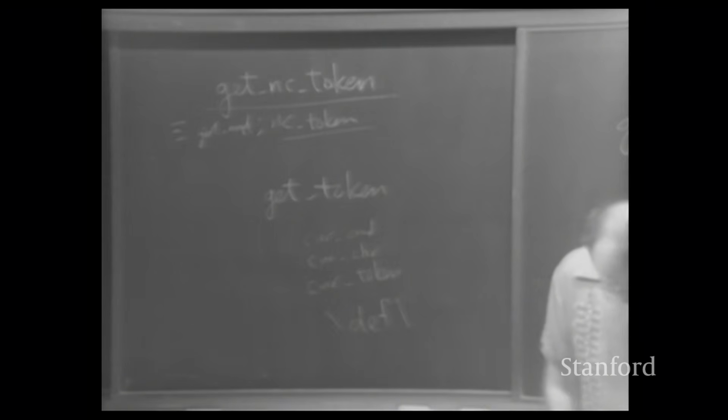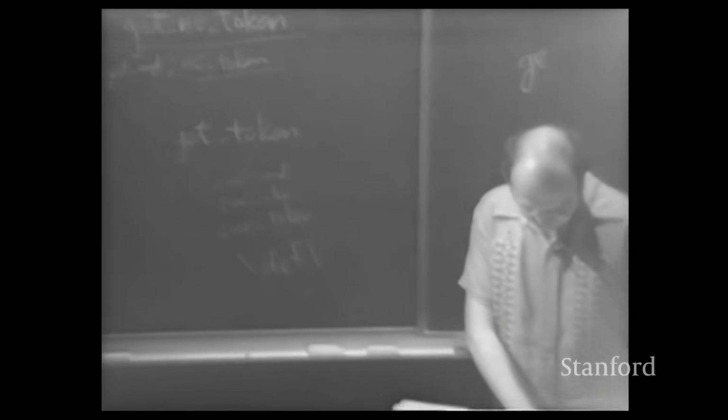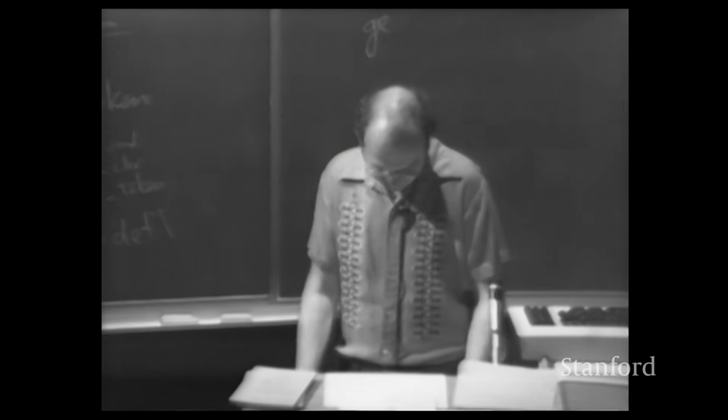So those routines, get token, get NC token, they're rather simple routines. Module 339 is get token. Just to reinforce it, let's show you what get token is. This is module 339, and it says sets cur command, cur char, and cur tok. I goofed. I said cur token on the board here. I meant cur tok.